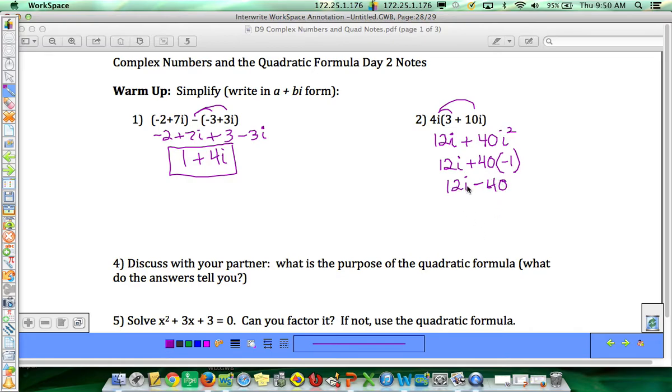Okay, and that's simplified. However, if we're going to write it in a plus bi form, we're going to start with our real number first, negative 40, plus our imaginary number. Okay, so that's in a plus bi form.